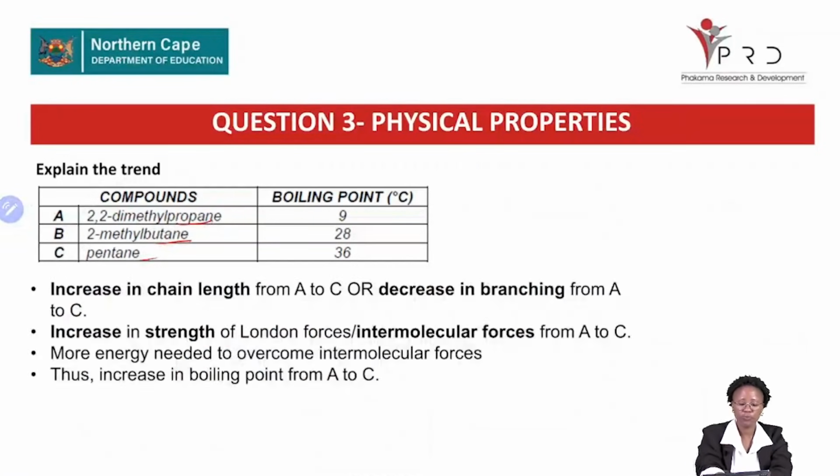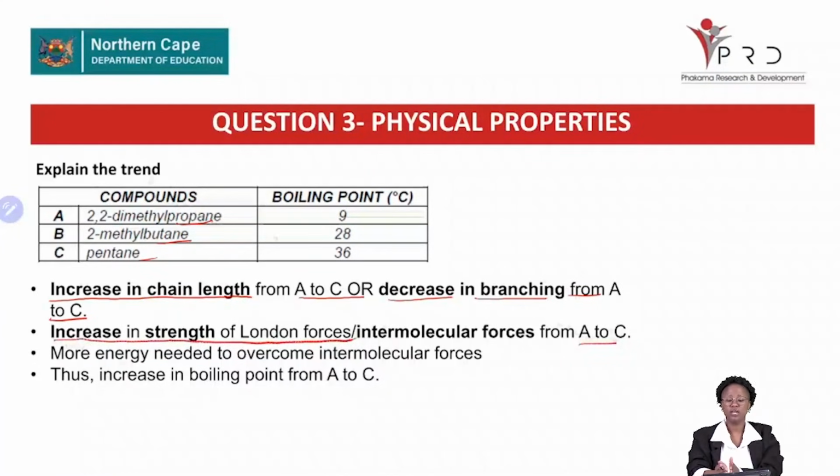I already did it for you. You're just going to say increasing in chain length from A to C, or you can say there is a decrease in branching from A to C. Then increasing in the strength of London forces from A to C, because as you can see, the boiling point is also increasing from A to C, and then say more energy will be needed to overcome the intermolecular forces. Thus, the boiling point will increase from A to what? To C. So that is a different way in which you can be asked to answer this question.